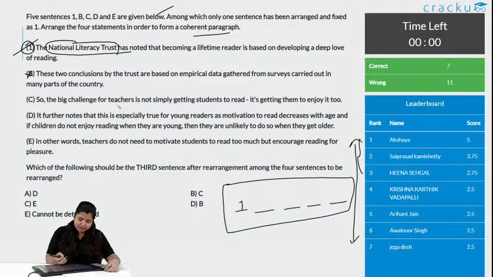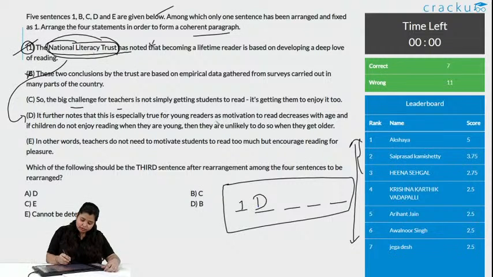So, the big challenge for teachers, there is no correlation or linkage between the first thing and the second thing. Here they are talking about the big challenge and the teacher, but there is no mention of the teacher or the big challenge. It further notes that this is especially true, so can this be the noun? If this is the noun, can this be the pronoun? D. Obviously, it talks about the National Literacy Trust has noted that becoming a lifetime reader is based on developing a deep love of reading. It further notes, that means National Literacy Trust further notes that this is especially true for young readers. So, obviously, after 1 we have D.